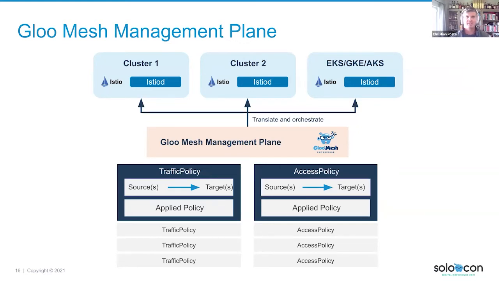The Gloo Mesh management plane allows you to centralize your policy writing and definitions, and orchestrate and automate them out to the individual Istio clusters. Gloo Mesh comes with a simplified API. This stays true from the very beginning, where we were focused on simplifying the adoption of a service mesh. We offer a simplified API for defining traffic policies, which is multi-cluster aware, and for defining access policies, for restricting traffic to or from certain clusters, whether that's on-prem or in a public cloud.